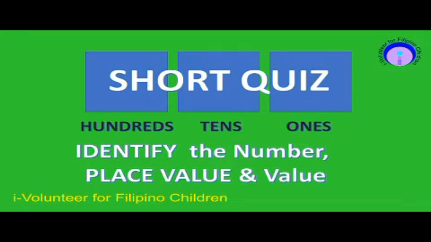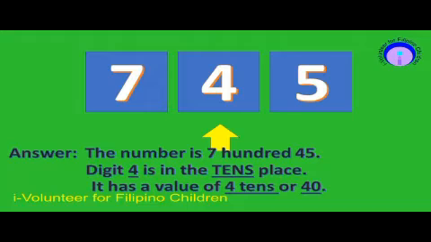Now it's your turn to identify the place value of the following. The number is 745. Digit 4 is in the tens place. It has a value of 4 tens or 40.